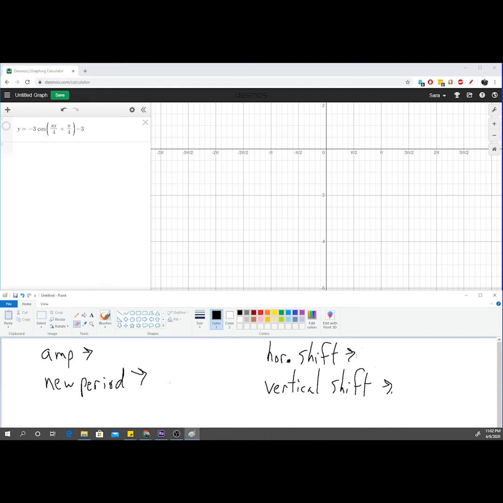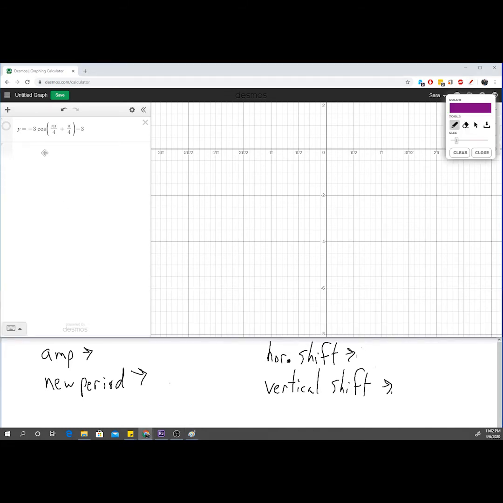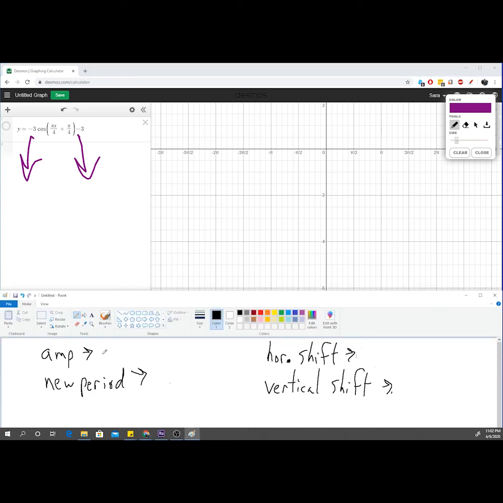Okay, so on our function, we can see that the amplitude and the vertical shift just come right from what we see on the equation. My amplitude's the number out in front, and I have -3. And my vertical shift is also going to be -3. So in other words, I'm going to go down 3. But the horizontal shift and the new period do take a little bit of extra work.